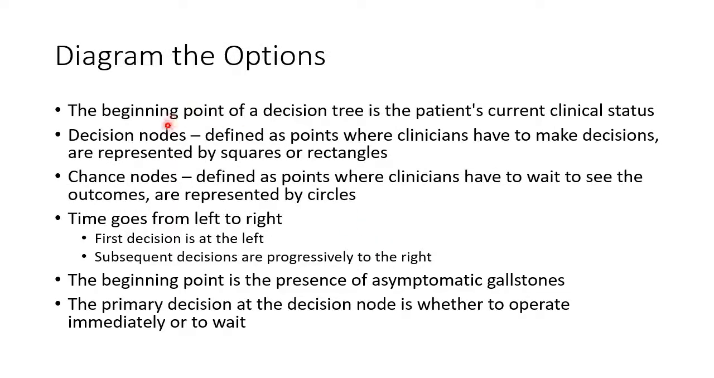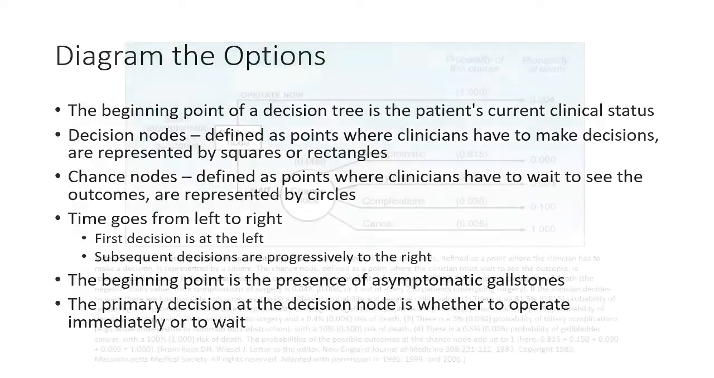So basically, the beginning point of the decision tree starts off with the patient's clinical status, and you're going to have what they call decision nodes, where you decide, say, surgery, no surgery, right? Medicine, no medicine, whatever the case may be. And then you're going to have chance nodes: what are the chances of a patient going on to experience this particular outcome? Time goes from left to right, so we'll start at the left and move forward. The beginning point for our case is this asymptomatic gallstone. You've discovered this, you've made this diagnosis, and the decision is what am I going to do about it from here on out?